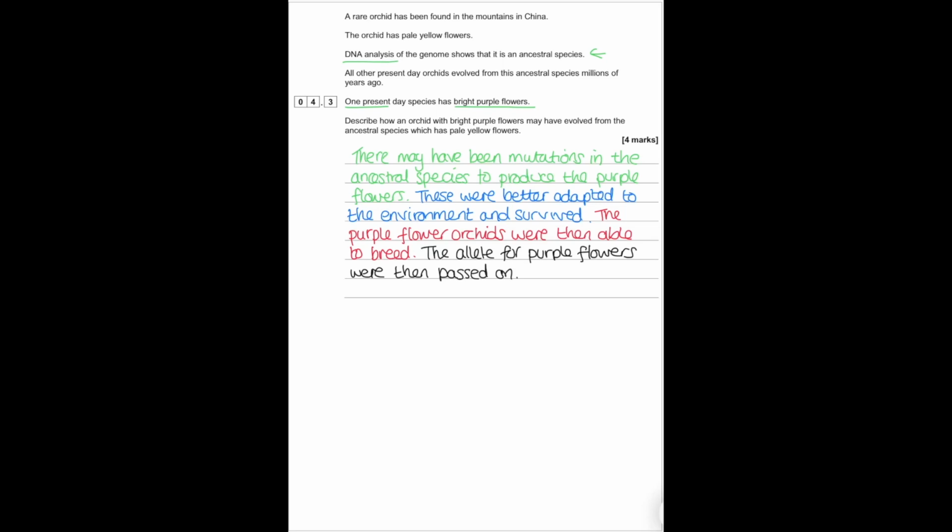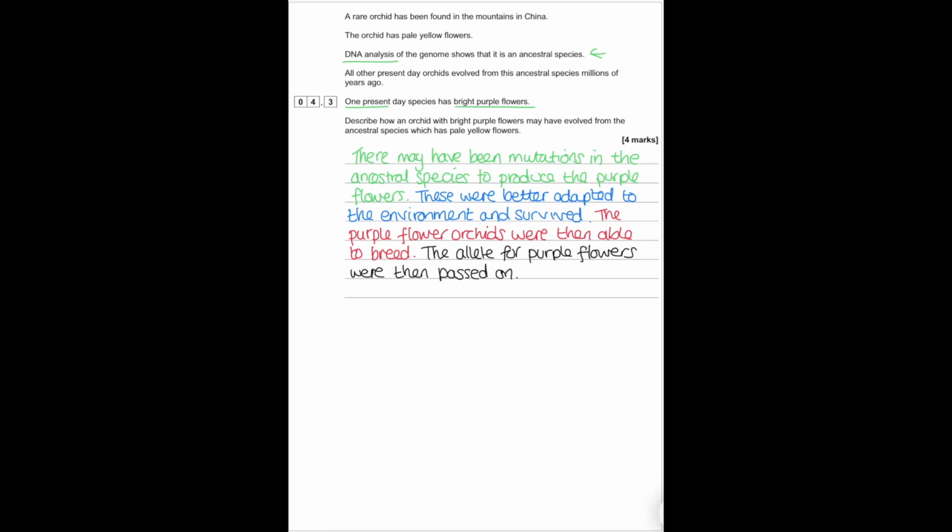There may have been mutations in the ancestral species to produce the purple flower. These were then better adapted to the environment and survived. The purple flower orchids were then able to breed and pass on the allele for the purple flowers.